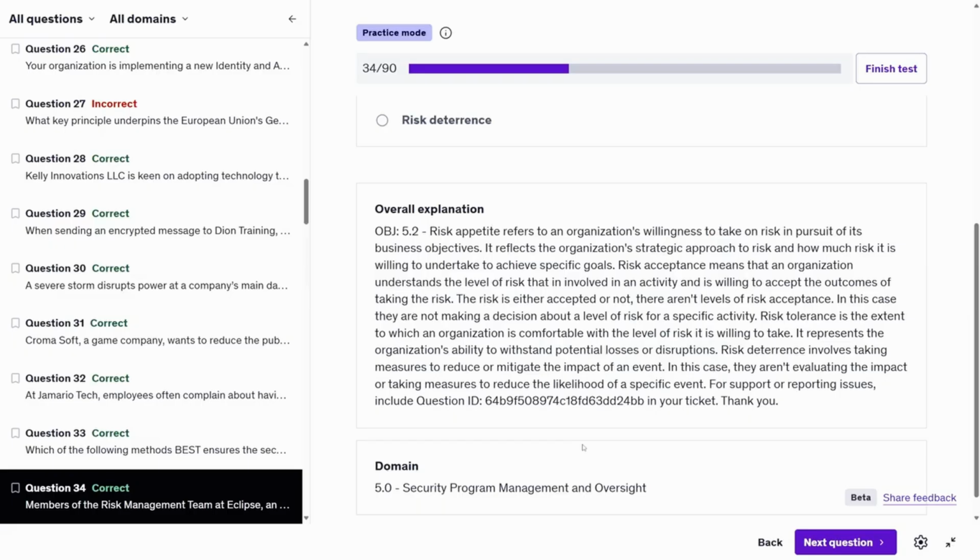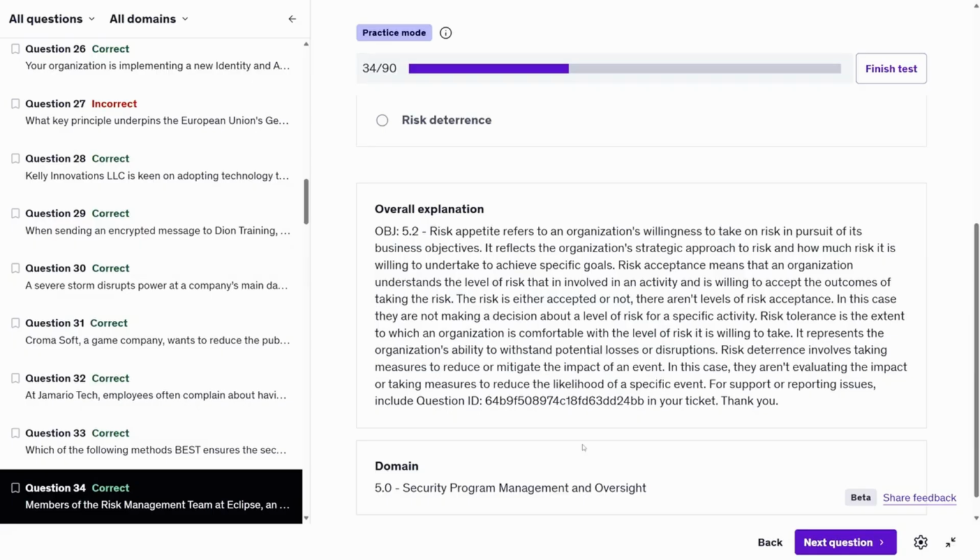Risk acceptance means that an organization understands the level of risk that is involved in an activity and is willing to accept the outcomes of taking that risk. The risk is either accepted or not. There aren't levels of risk acceptance. In this case, they are not making a decision about the level of risk for a specific activity.